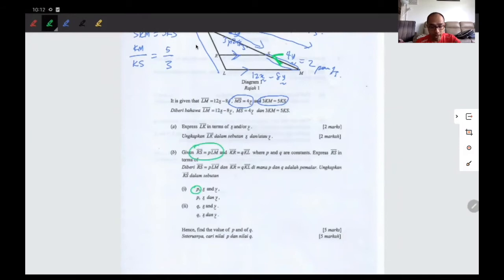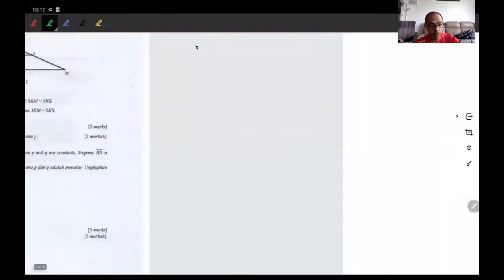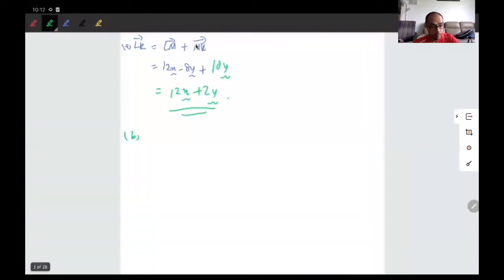And do we have LM? We do. Okay, LM is here. They say express RS. Express RS means we need our answer to be RS equals to yada yada yada. And since we want P in this question, we use this information given. So RS equals to PLM. Okay, and we have LM.